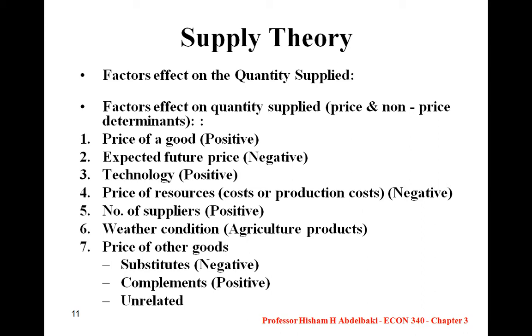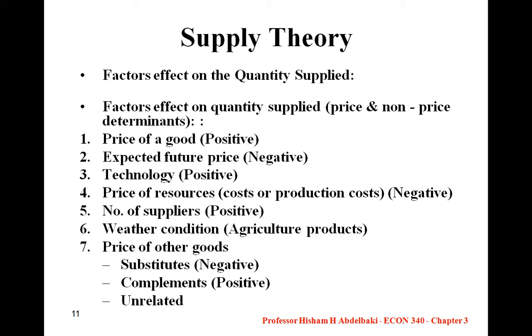If we have two goods A and B, both are substitutes in production. If the price of good A increases, good A becomes more profitable than good B for the producer. So it's better for the producer to produce more of good A and reduce production of good B. So if good A has a higher price, the supply of good B will decrease.